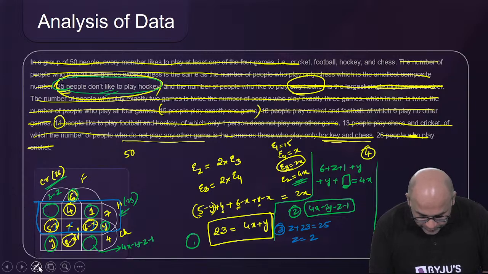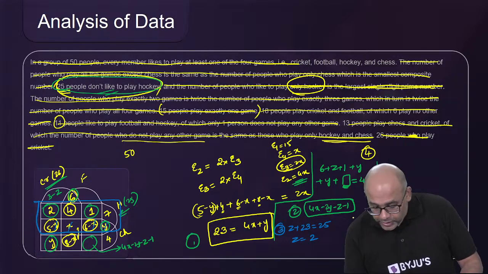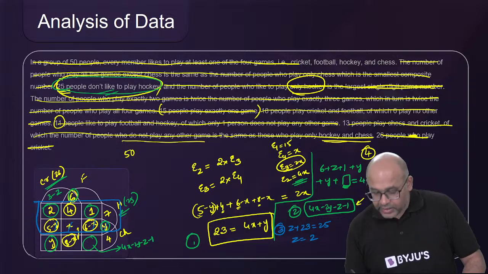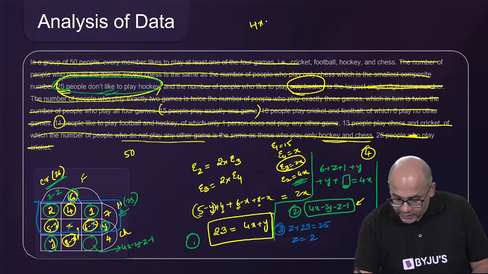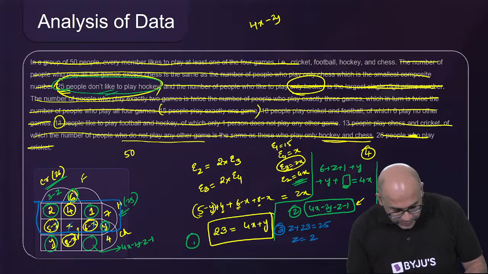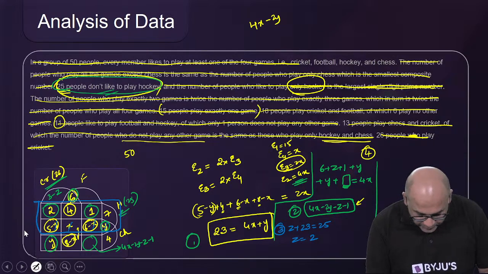This is 2 then. Z is 2. If z is 2, then what will you get? You will get this equation in terms of x and y. So what will this equation turn out to be? You will get 4x minus 2y is equal to x, my bad. Okay, z we got. Okay, so then this will be 1.